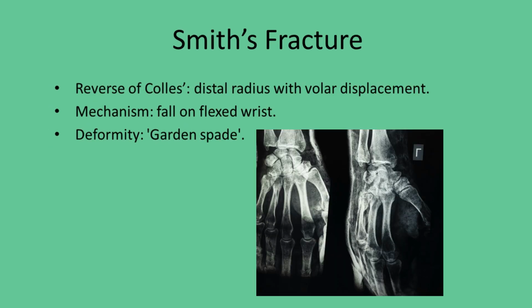This slide details a Smith's fracture, which is essentially the reverse of a Colles fracture. It involves a fracture of the distal radius, the forearm bone near the wrist, but with volar displacement, meaning the broken piece shifts forward. This fracture typically occurs from a fall on a flexed wrist. The X-ray image provided shows the fracture in the radius, with the bone displaced towards the palm of the hand, often resulting in a deformity described as a garden spade deformity. Proper identification of a Smith's fracture is crucial for applying the appropriate treatment methods to ensure proper wrist healing and functionality.